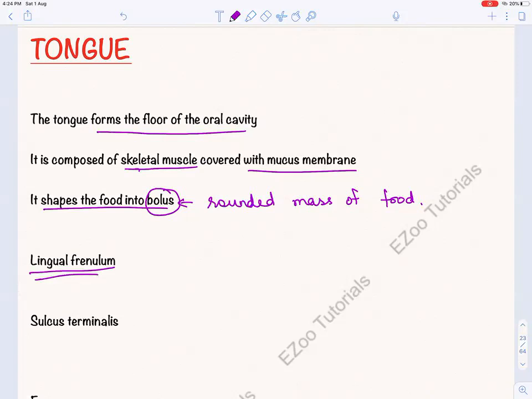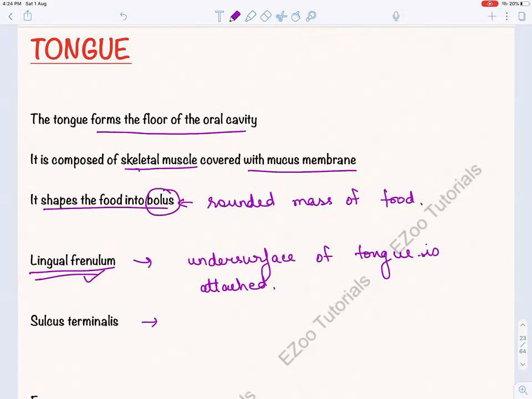What is lingual frenulum? It is on the under surface of the tongue. On the under surface of the tongue, the tongue is attached, right? If it is not attached, what will happen? It can go backwards, it can go sideways. So that attachment is known as lingual frenulum.